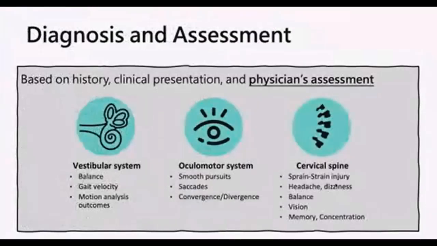But concussion doesn't only affect your brain. The diagnosis should be based on history, clinical presentation, and most important of all, your physician's assessment. Some commonly affected systems are, for example, your vestibular system, which is why your balance is impaired after concussion, your oculomotor system, and your cervical spine, so cervicogenic headache. You might get issues of balance or even vision or memory.